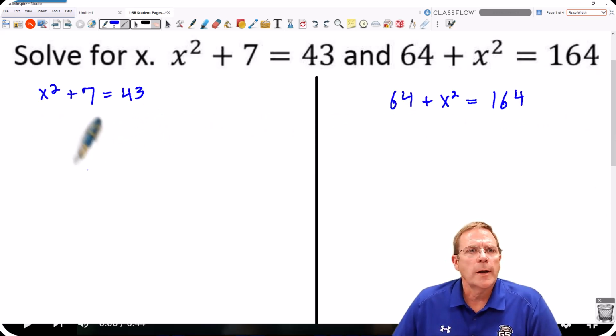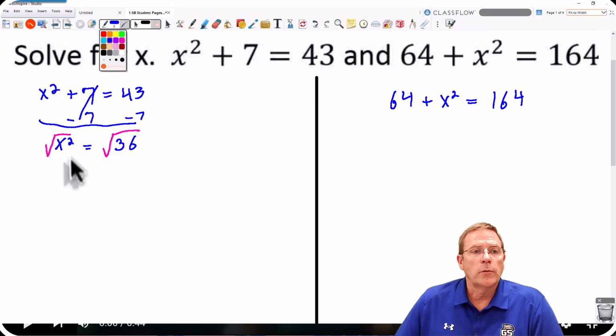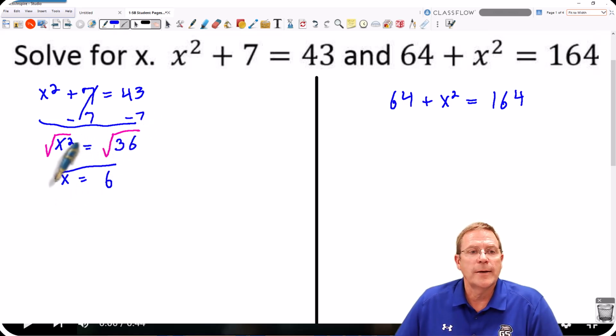All right, let's take a look at them together. First off, for this one, we're going to undo addition and subtraction to isolate my variables. So I'm going to subtract 7 from both sides. When I do that, those 7s are going to zero out, leaving x squared is now equal to 43 minus 7, that's going to be 36. Next, I don't care what x squared is, I want to know what x is, so I'm going to take the square root of both sides. The square root of x squared gives me x. The square root of 36 is going to give me 6.